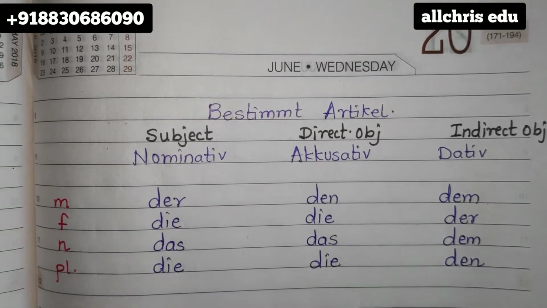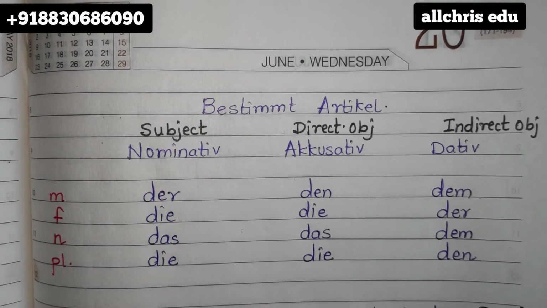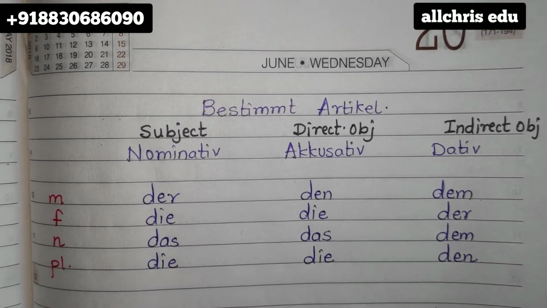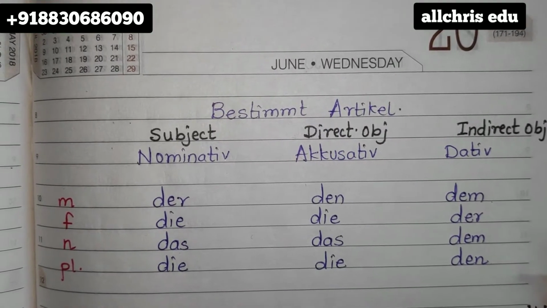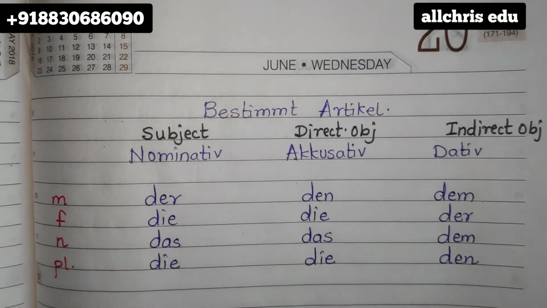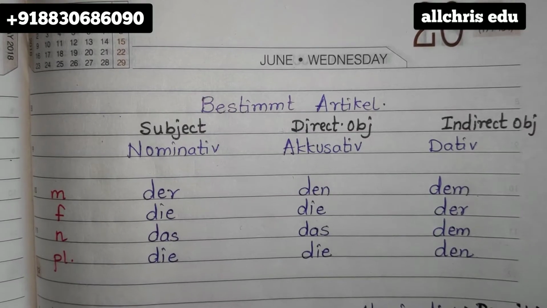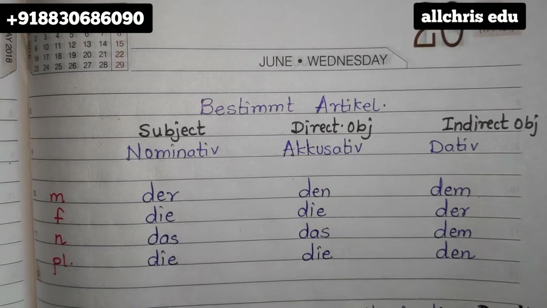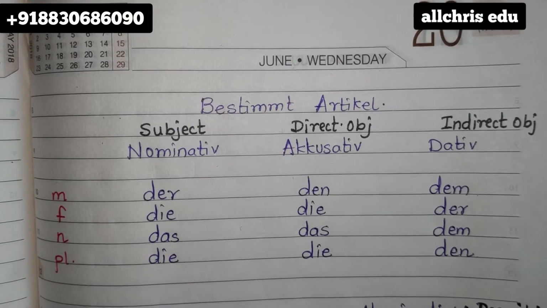Hello students. So today the three columns we are going to check for bestimmt article, that is the definite article: nominative, accusative und dative. As you can see in the margin, I have mentioned male, female, neutral, plural. Try to learn this format and if possible on a regular basis keep a habit of writing the formulas. Whenever you are free, whenever you get 10 minutes while watching TV, you can write the formula. Keep a habit so that it registers in your mind.